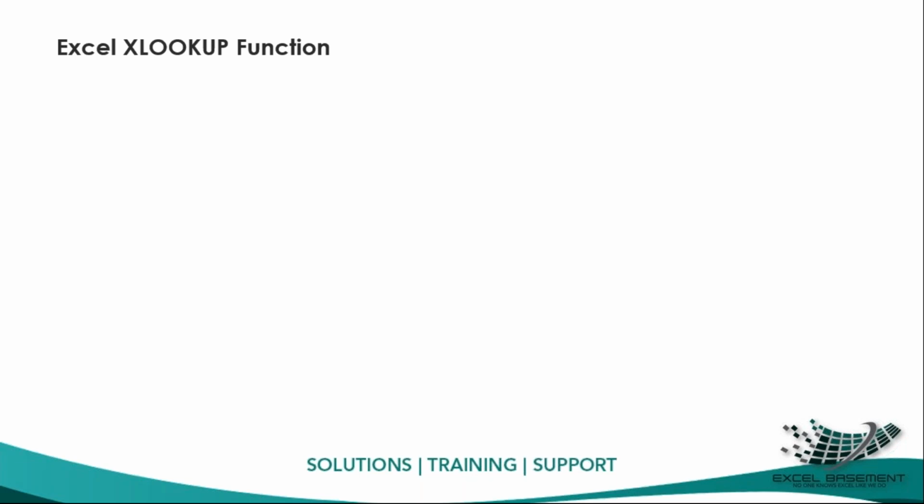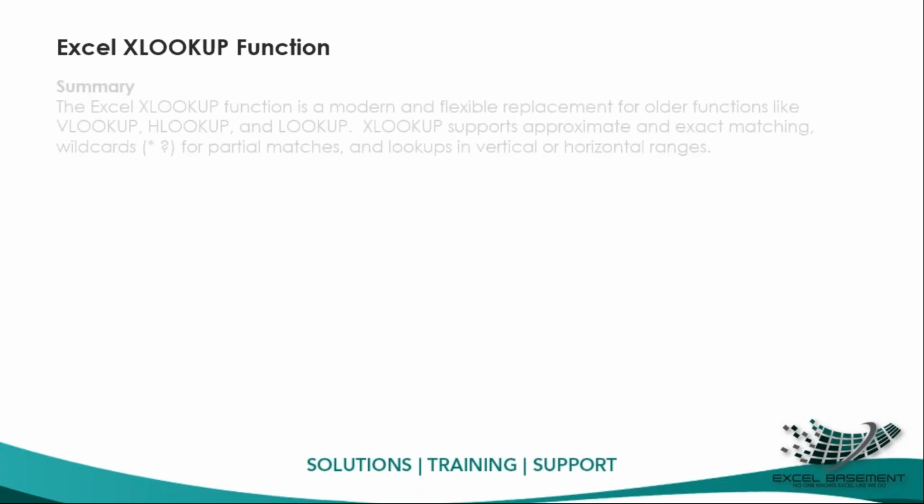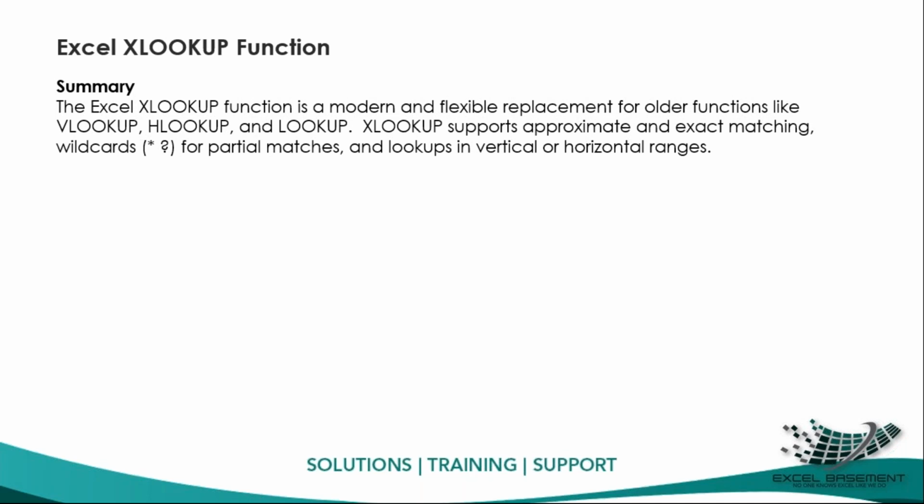Okay, so the XLOOKUP function can perform all kinds of behaviors which are usually performed by VLOOKUP, HLOOKUP, INDEX, and MATCH. So let's discuss. The summary of the XLOOKUP function is that it is a modern and flexible replacement for older functions like VLOOKUP, HLOOKUP, and LOOKUP. It supports approximate and exact matching. Also, it supports wildcards, which are the asterisk and question mark, for partial matches. And also, XLOOKUP works in vertical and horizontal ranges as well.